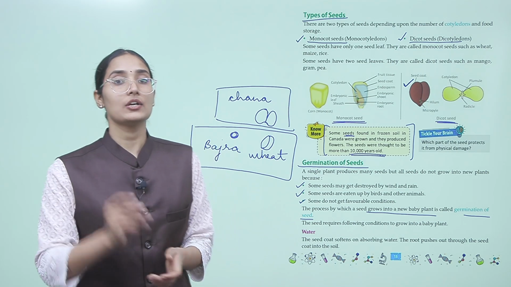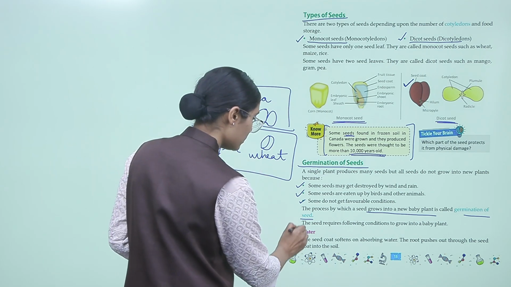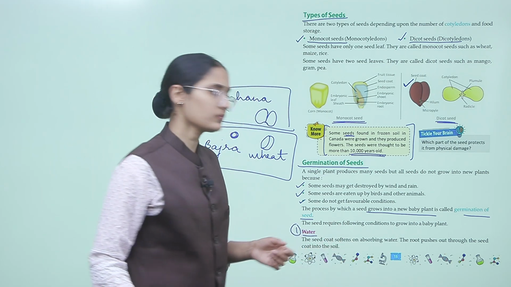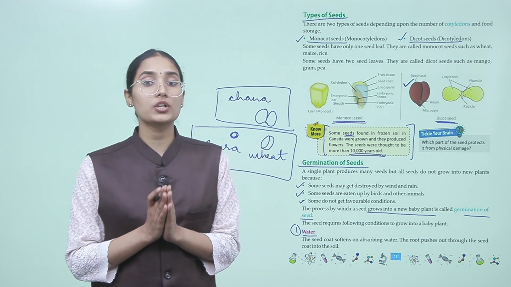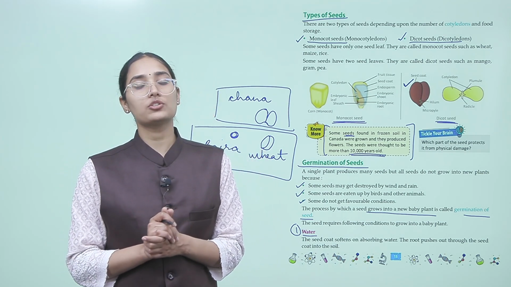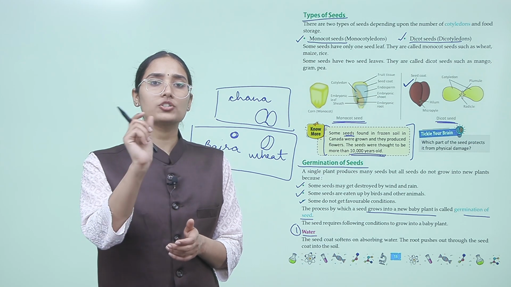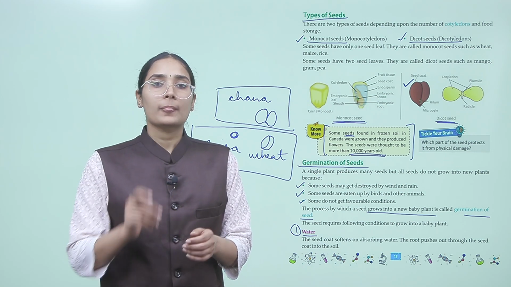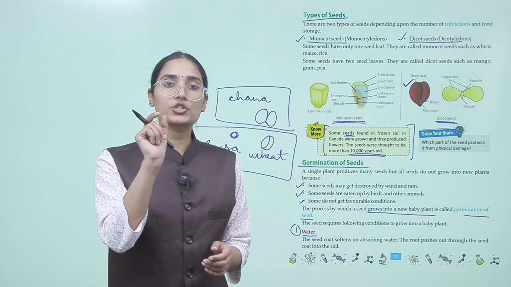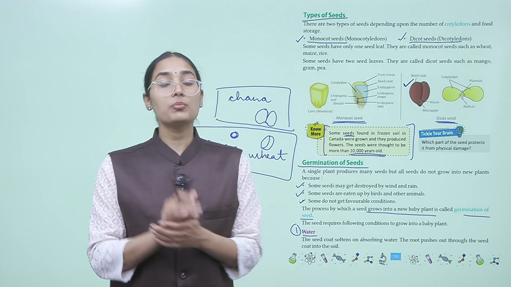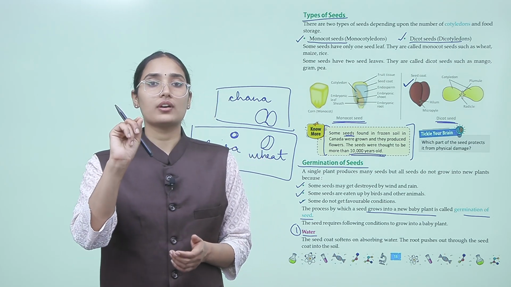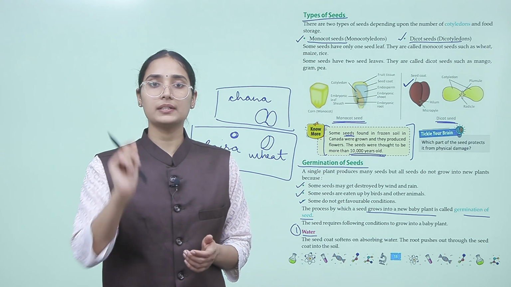Let's understand that. First and foremost is the water. The seed coat softens on absorbing water. The root pushes out through the seed coat and into the soil. Have you ever seen a rajma or chana seed? Have you ever tried to push it, touch it or press it? You must have felt that it is very strong, very tight.